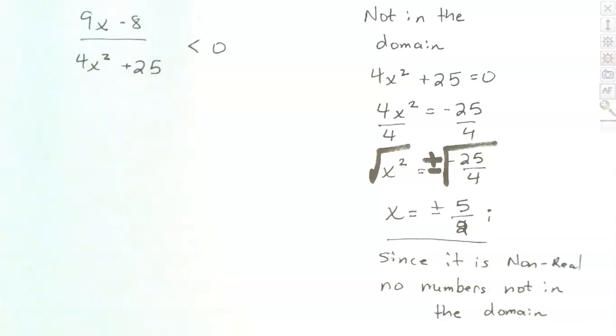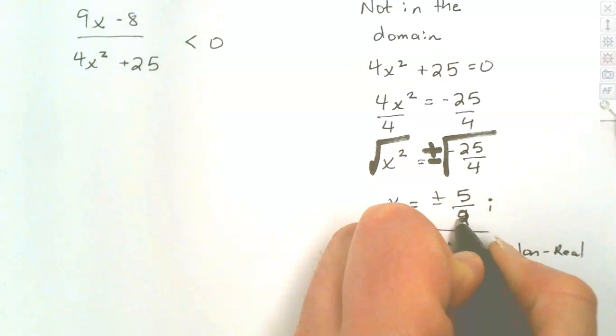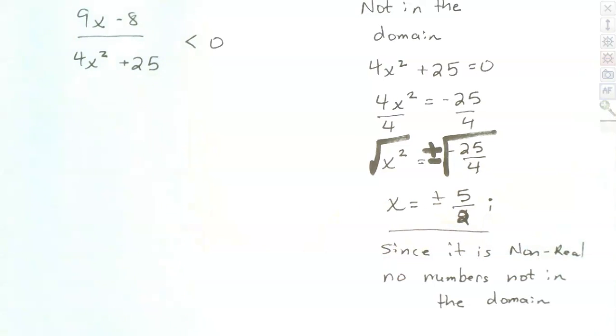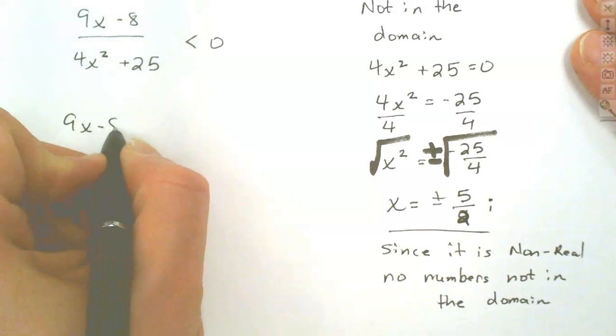So that tells you then that there are no numbers not in the domain. Because whenever you get imaginary, that means there's no number that will make it work. So we don't have to worry about that. Now, how do we finish it out? Well, what do we need to do? Once we found the numbers not in the domain, and there are none, so every number will work, we can now find the critical point by setting the numerator equal to 0.